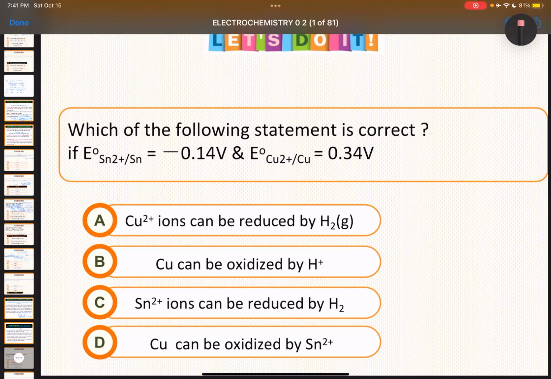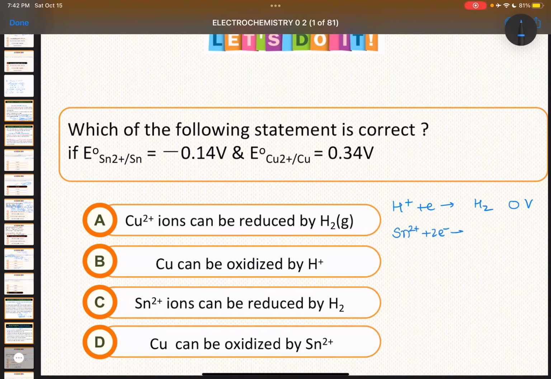So H2, the reduction potential, you can write it like this. So this is 0 volt. And Sn2+ taking 2 electrons and changing to Sn, this is minus 0.14 volt. This is lower, minus is lower, and the copper is higher. Copper accepting 2 electrons, that is Cu, that is plus 0.34. Because it is plus, it is placed above hydrogen.